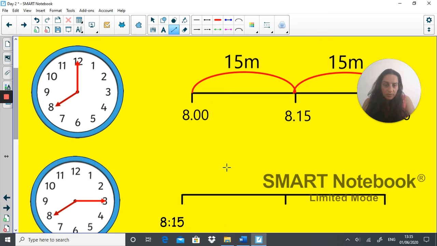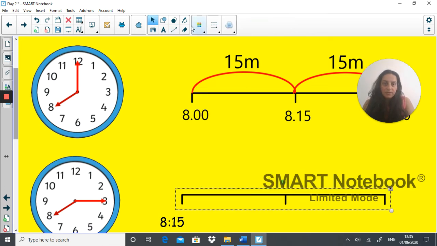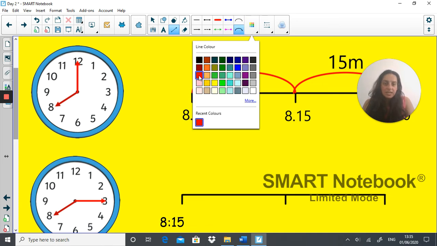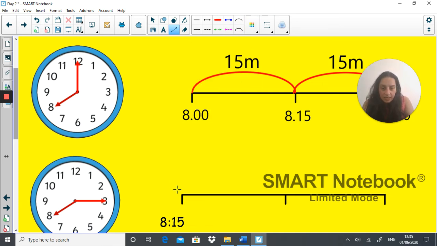So you've got this jump here. Oh, no, it's not doing it for me. Let's try it again. So, yeah, there you go, that's better. That's one 15-minute interval, and that's the second one. So from 8:15, 15 minutes will take you to 8:30.